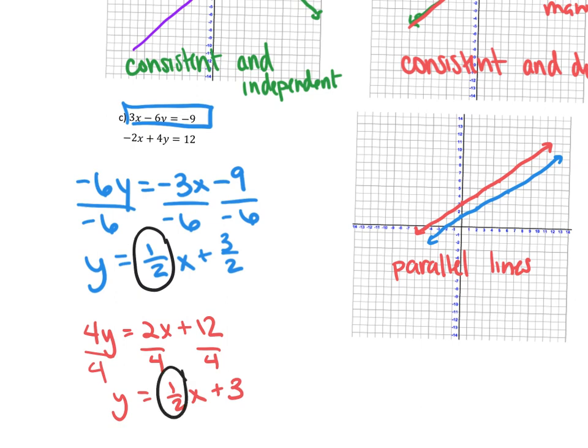If you ever work the equation and you get the exact same slope, you don't need to graph them. You're going to have parallel lines. The answer here is no solution. They will never intersect. And because there are no solutions, this is what we call an inconsistent system.